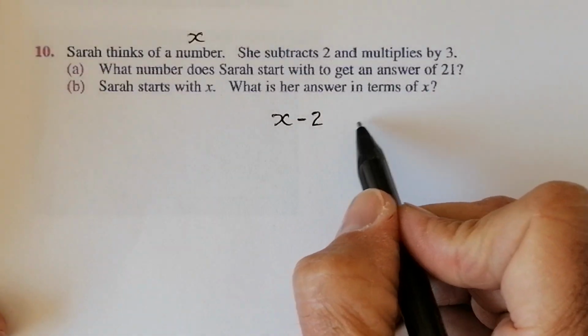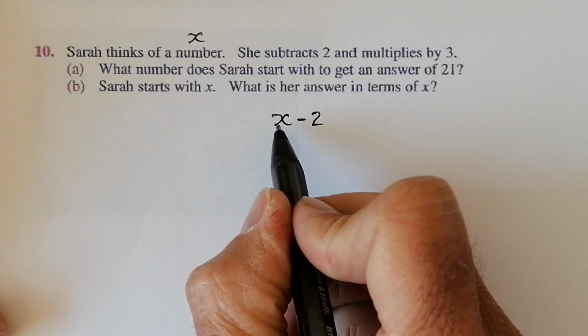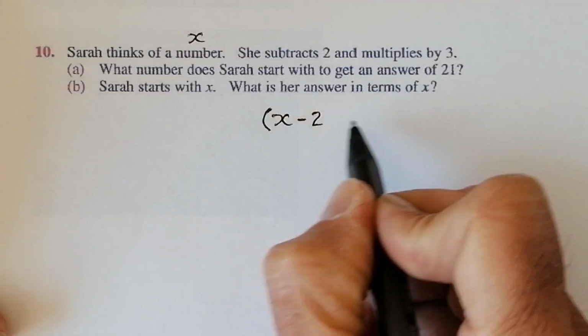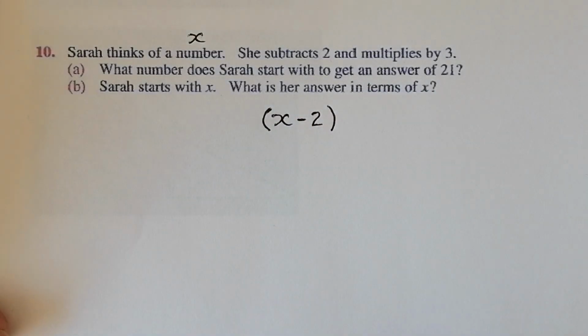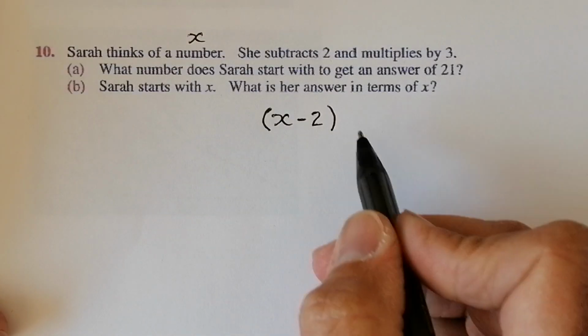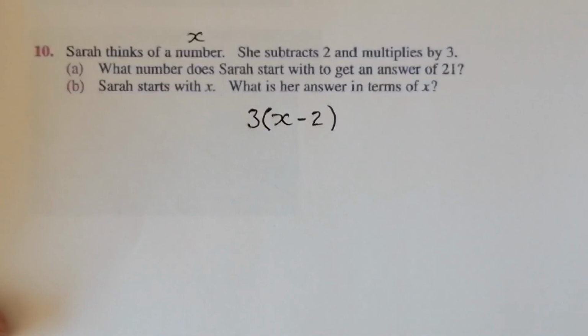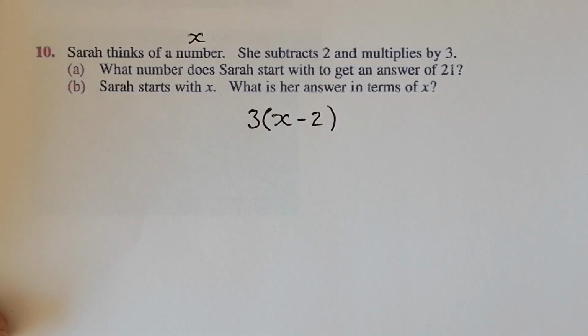So I could put a times by 3, but I would need to make sure I put that in a bracket, because when she takes 2 away from it, that's going to change the number. So I'm going to keep that all together in the bracket, and I'm going to multiply it by 3. So times by 3 there, or 3 at the front there. So 3 times x minus 2.